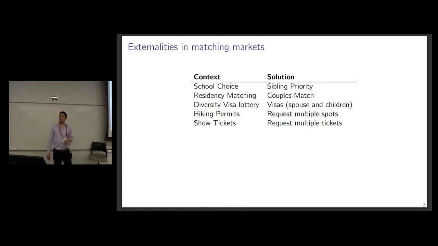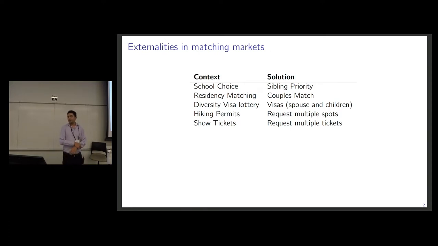A typical assumption in matching models is that agents only care about their own allocation. However, in practice, we see that there are many examples where that's not the case. For example, in school choice, siblings might wish to attend the same school together, or couples entering into the residency might want to enroll in programs in the same region. And a group of friends may want to just share a hike or attend a show together.